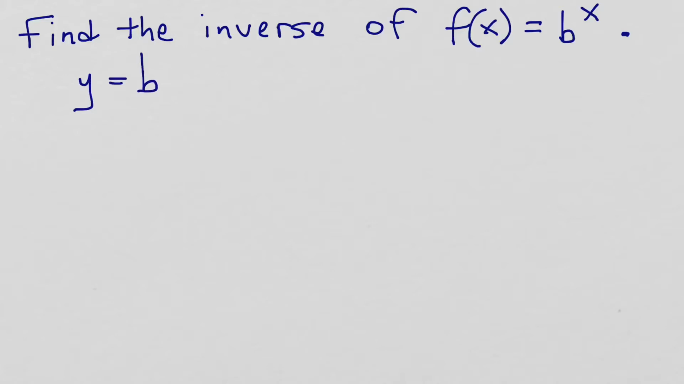You're going to write in your notes, find the inverse of f of x is equal to b to the x, and all of these steps we're going through here. Right now, I'm replacing f of x with y. So y is equal to b to the x. The next thing I'm going to do is switch x and y. And then next I'm going to solve for y. Let me write those instructions beside the step.